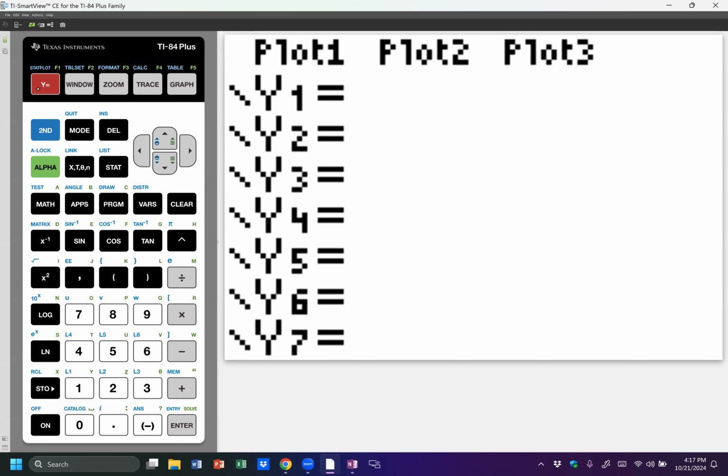It has Y1, Y2. If there's anything on any of those, hit the clear button. You can even scroll down and hit clear on each one of them. Just use your up and down arrows and hit clear if anything's in them. So make sure they're empty. There's nothing in there. Then we're going to enter the equation.